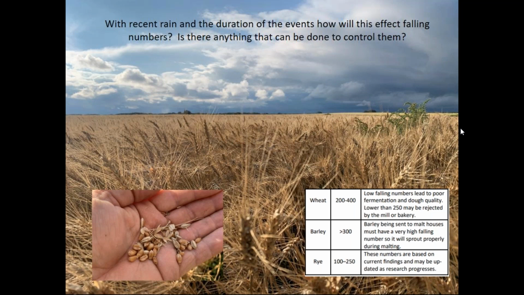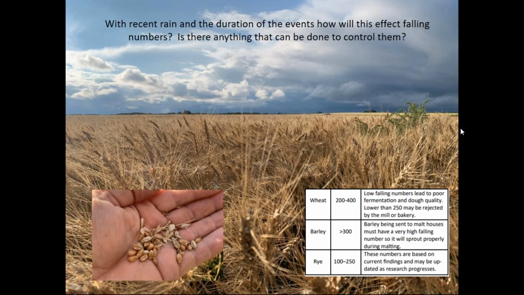So the falling number test is used to evaluate the amount of sprout damage in wheat. There isn't really a standard. It would depend on what the industry looks for, but usually we're looking for a falling number of 300 seconds or higher.